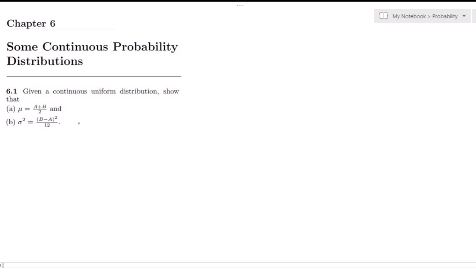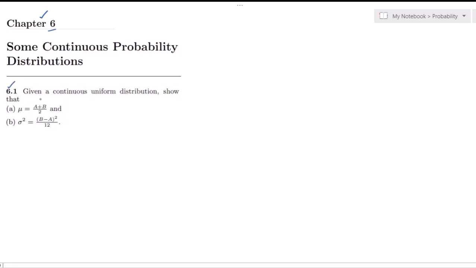Welcome back, guys. This is question 6.1 of chapter 6, because from today we are going to start another chapter, which is chapter 6 of our book, and it is related to the continuous probability distributions, in which we will try to understand and solve all the questions related to the continuous probability distributions, which include uniform probability distribution, normal probability distribution, exponential probability distribution, and many others. So let us start by solving question 6.1.